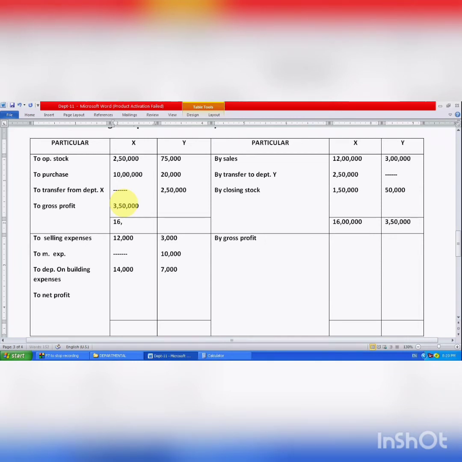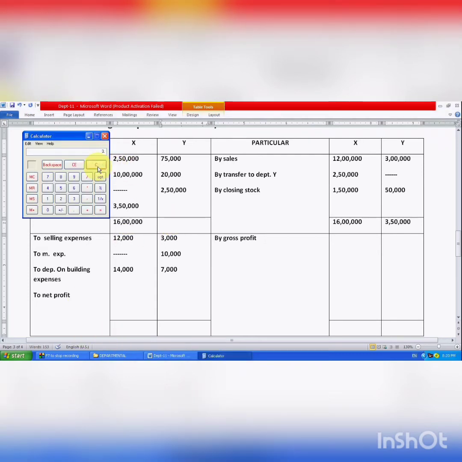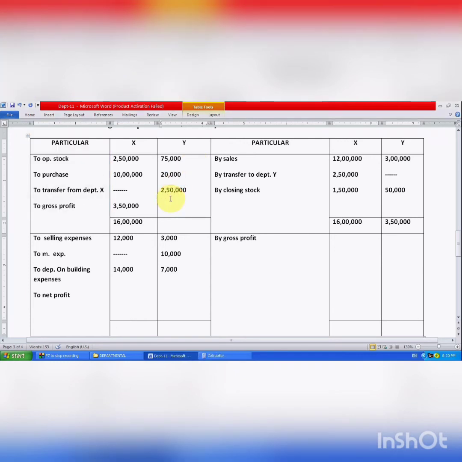Okay, write 16 lakh. Here, let's calculate. 3 lakh 50,000 minus 75,000 minus 20,000 minus 2 lakh 50,000. 5,000 will be gross profit. So gross profit how much? 5,000. So right here 3 lakh 50,000. So transfer gross profit to here. Okay, these are the gross profits.